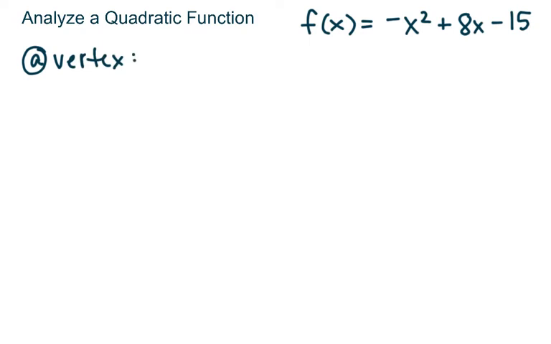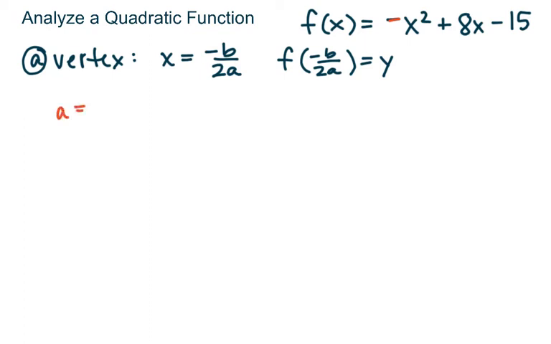And we need to know the formula for finding a vertex. The first thing we do is we find that x. X is negative b over 2a. And once we have that, we're going to take that negative b over 2a, plug it into the function. That will give us our output y value. In this situation, my a is negative 1. My b value is positive 8.